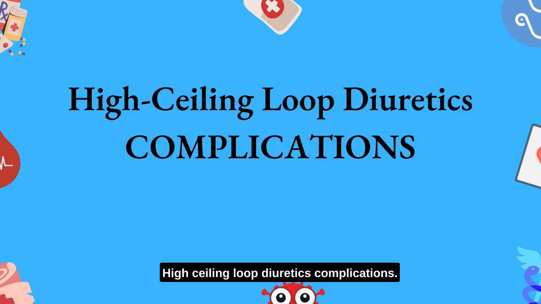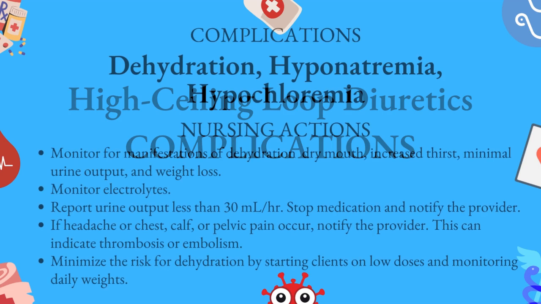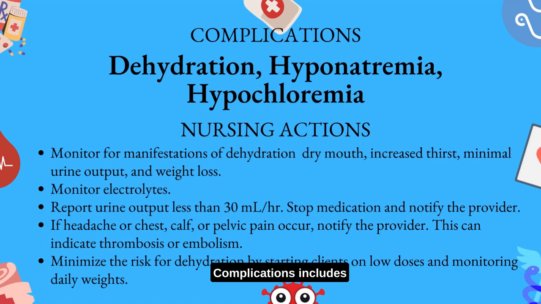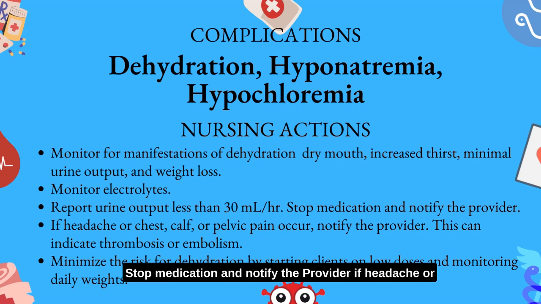High-ceiling loop diuretics. Complications. Complications include: dehydration, hyponatremia, hypochloremia. Nursing actions include: assess and monitor for manifestations of dehydration: dry mouth, increased thirst, minimal urine output, and weight loss. Monitor electrolytes. Report urine output less than 30 mL per hour, stop medication, and notify the provider.